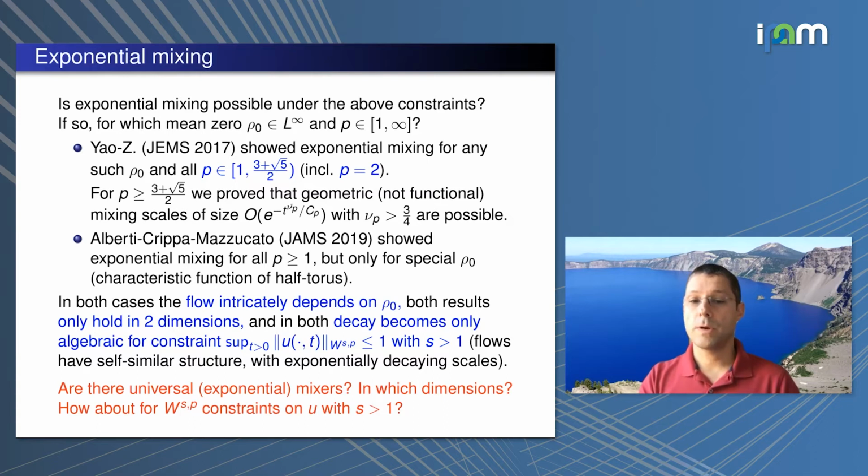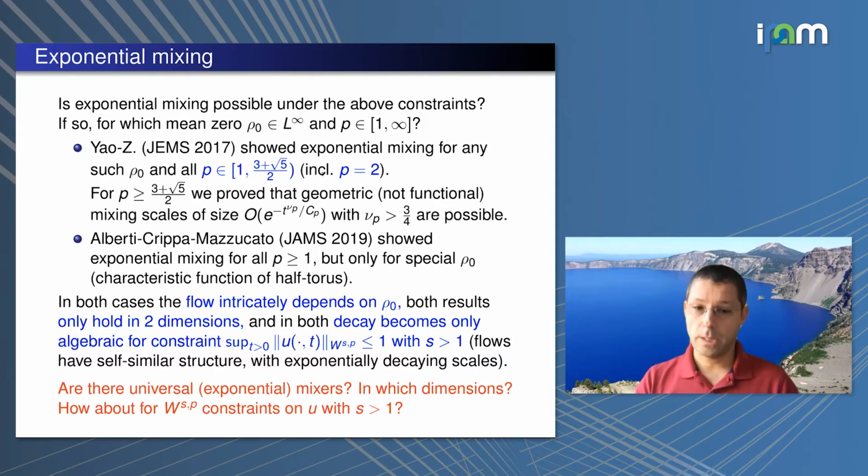So in the exponent, you have t to some power, which is greater than 3/4, but is not 1. And Alberti, Crippa, and Mazzucato were able to show exponential mixing for all p, but only for special initial data. So basically for this one that I mentioned previously, the one that Bressan talked about. Half the torus is black, half the torus is white. And this was done on the torus, and what we did was also on a square. But both of these were only in 2 dimensions.